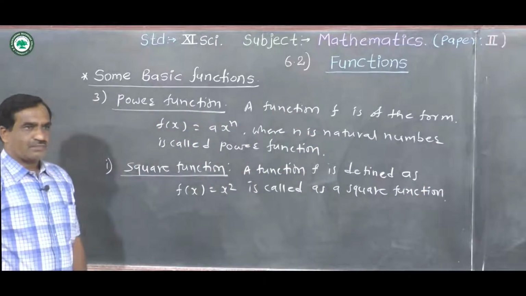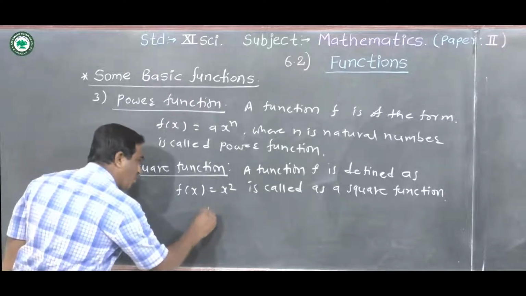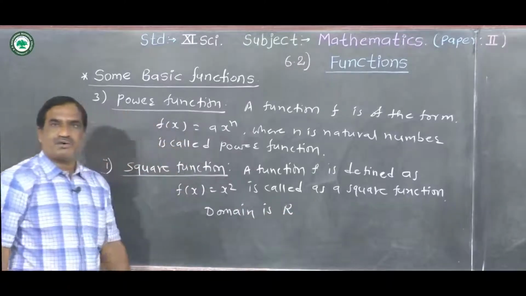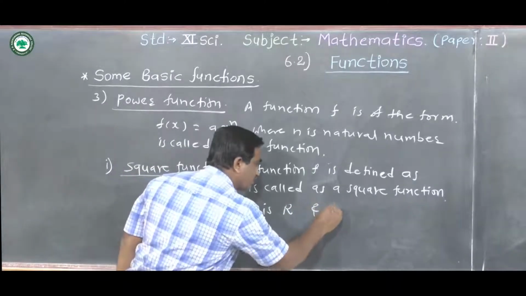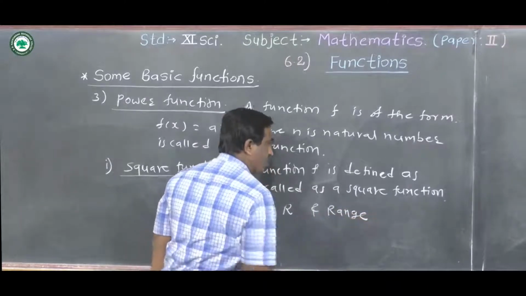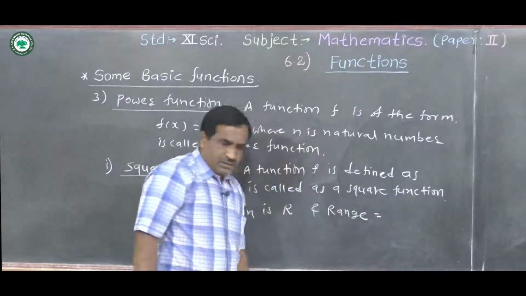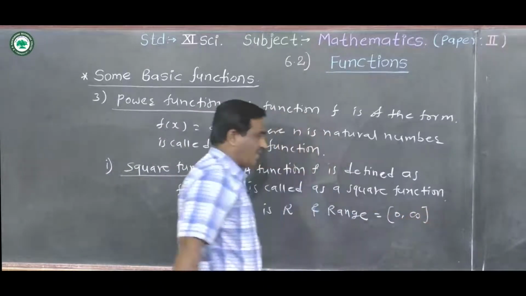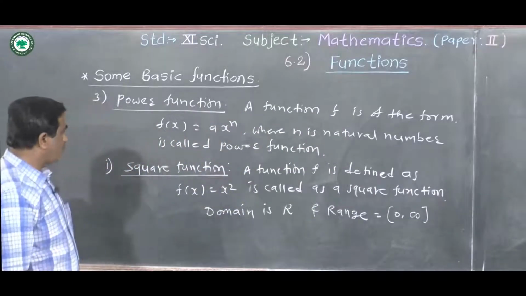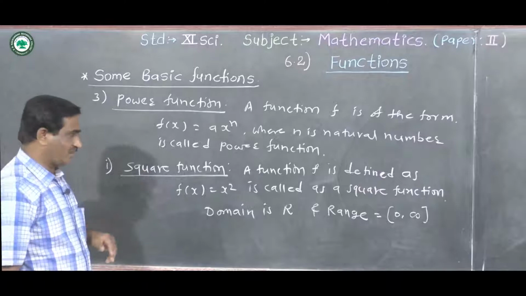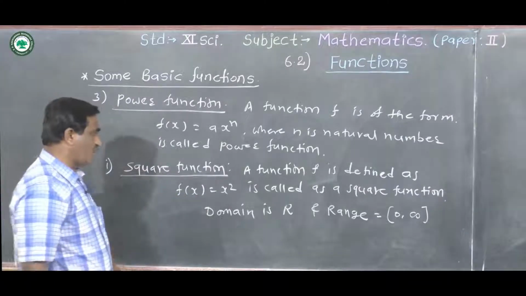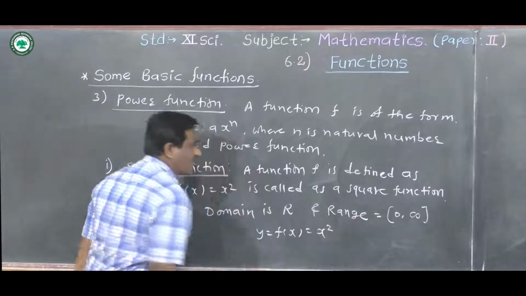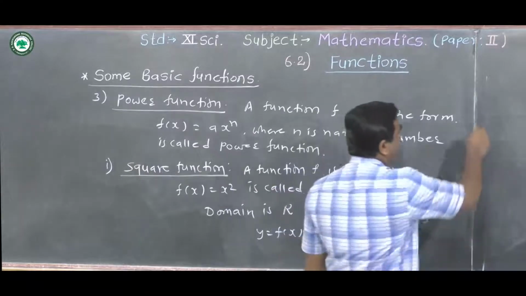Now domain and range for the square function. Domain for the square function first. Domain is the set of real numbers, and range of the square function is equal to closed interval 0 to infinity. Okay. We can also draw the graph for this square function. Function is f of x equal to x square, that is y is equal to f of x is equal to x square. Now graph for this function.